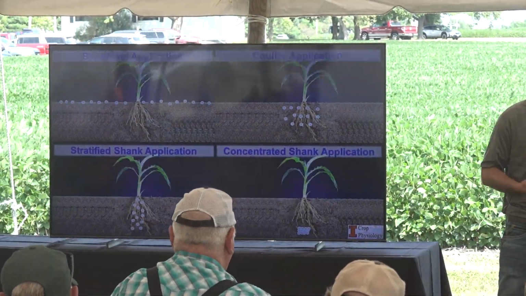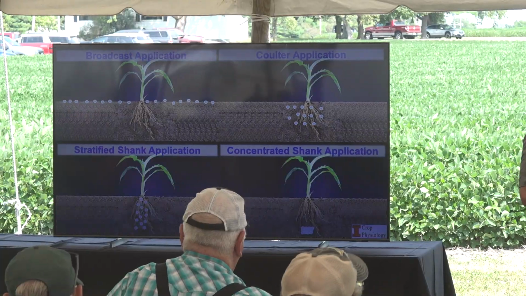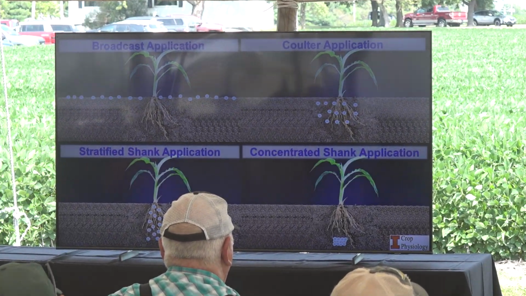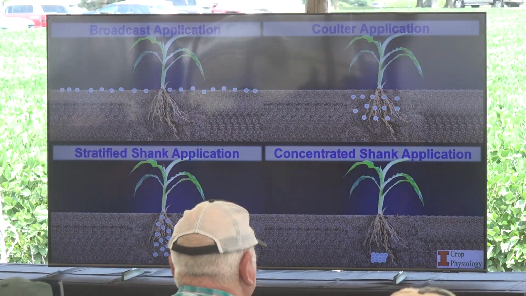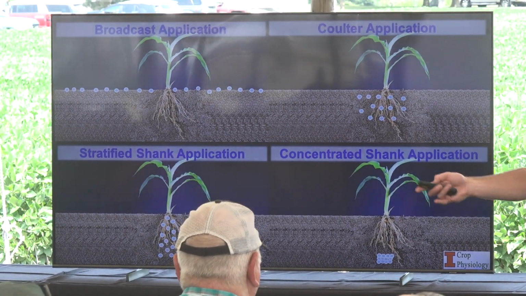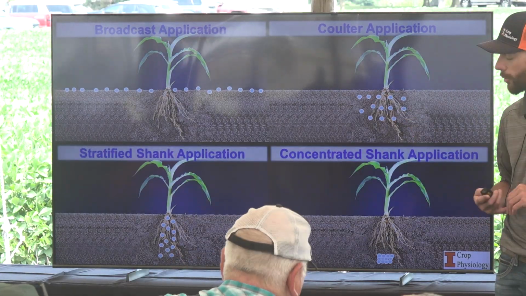And so how our application points look like here, top left, we have our grower, our broadcasted application. You're placing it on the surface, whether you're no-tilling it, letting rainfall or anything else incorporate it, or if you're conventional till, you're mechanically incorporating it throughout that soil profile there.